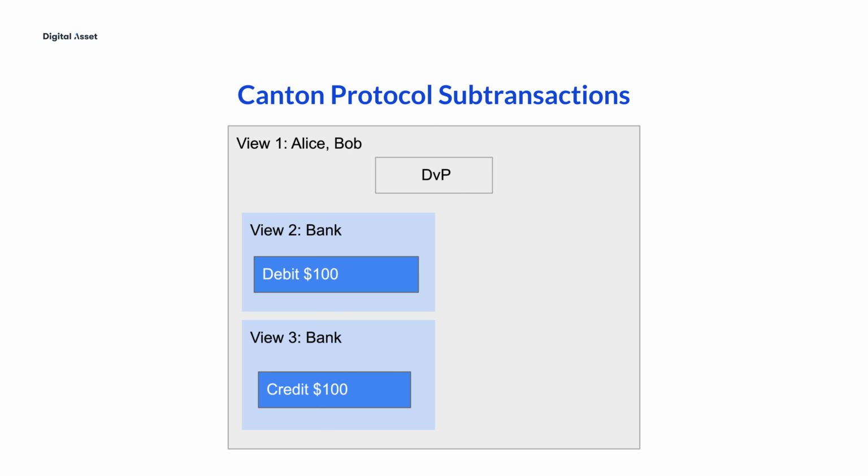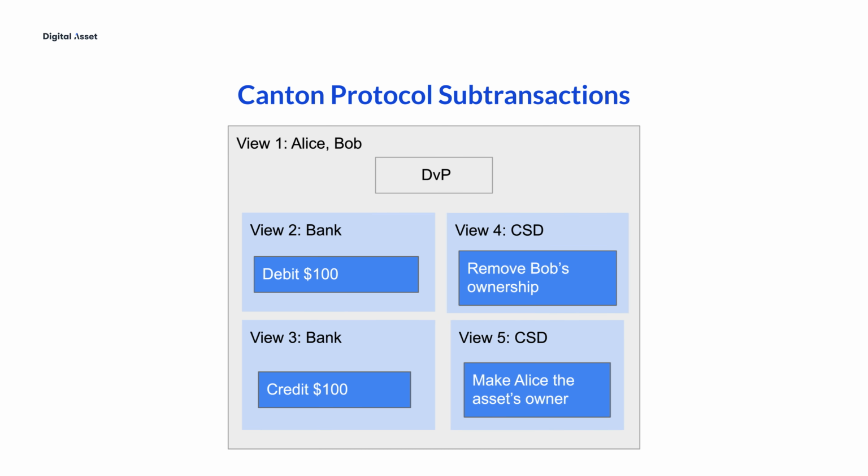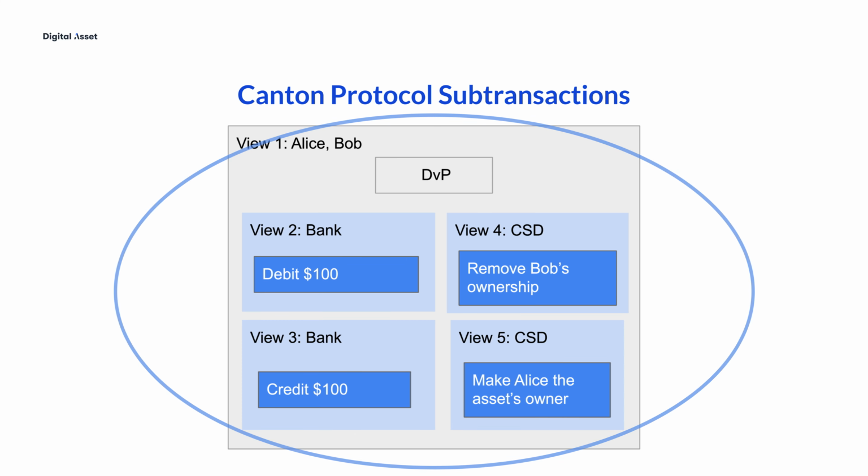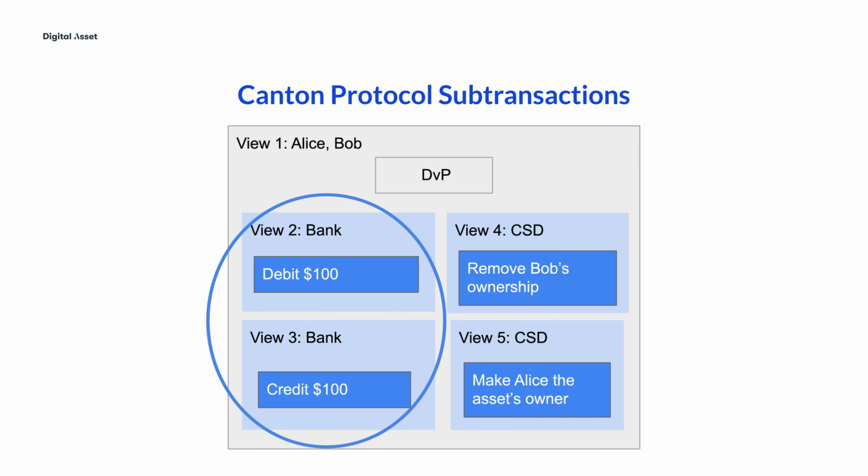In the subtransaction where Bob's account is credited, that is View 3, once again the bank will be able to see that step. On the other side, the CSD can see Bob's name being removed from the asset's ownership. This is View 4. In View 5, the CSD can see the asset now being assigned to Alice. Alice and Bob can see all the views. The bank can see Views 2 and 3.